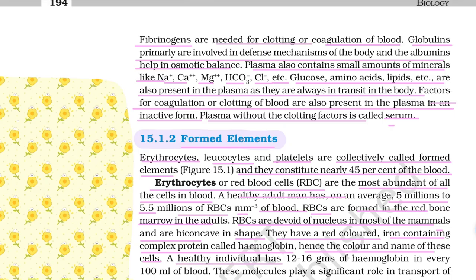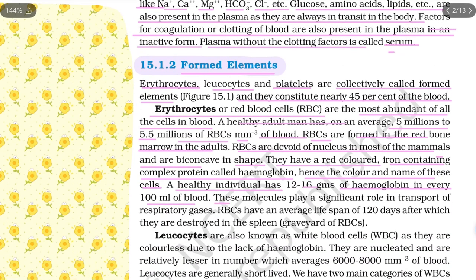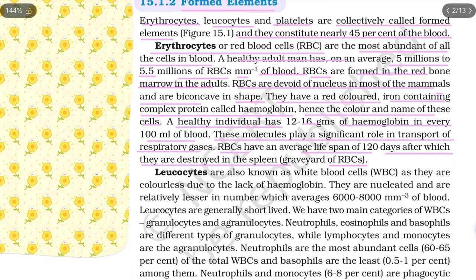A healthy individual has 12 to 16 grams of hemoglobin in every 100 ml of blood. These molecules play a significant role in transport of respiratory gases. RBCs have an average lifespan of 120 days, after which they are destroyed in the spleen, the graveyard of RBCs. Next, leukocytes are also known as white blood cells as they are colorless due to the lack of hemoglobin. They are nucleated and are relatively lesser in number, which average 6,000 to 8,000 per cubic millimeter of blood. Leukocytes are generally short-lived. We have two main categories of WBCs, granulocytes and agranulocytes.